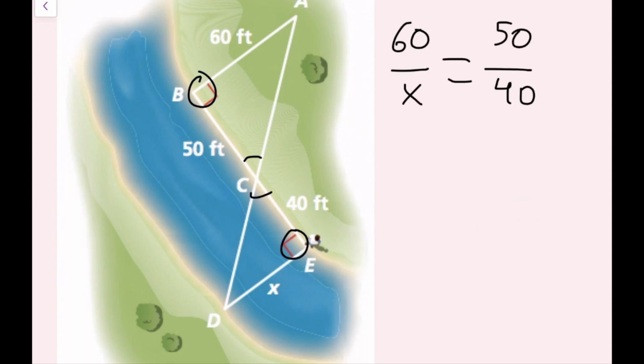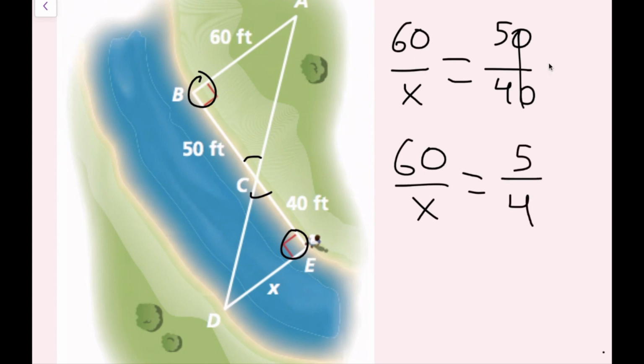And now, if you remember how to solve a proportion, there's lots of ways to do that. The most common way that I see is to cross multiply. But before we cross multiply, I see that I can simplify this fraction, 50 over 40. I'm just going to cross out a 0 and rewrite this as 60 over x equals 5 over 4. And the reason I did this is because now I actually don't have to cross multiply. I could. It'll work every time if you cross multiply properly.